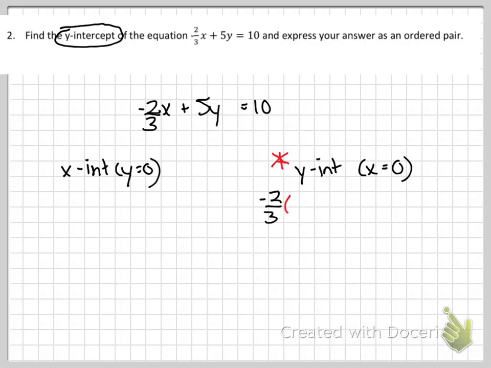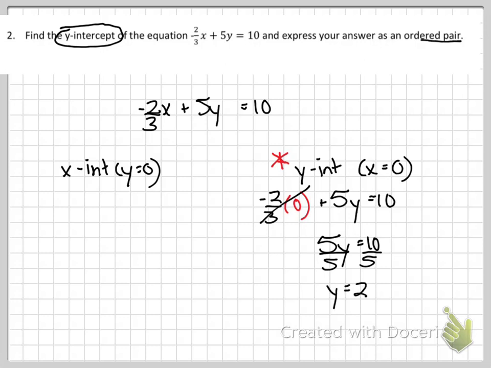0 and solve. So here is x equals 0. So we have negative 2/3 times 0 plus 5y is 10. Okay, this whole thing goes to 0, so we just have 5y equals 10. And we divide by 5, we find that y equals 2.